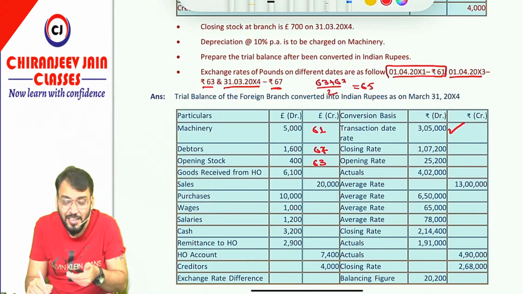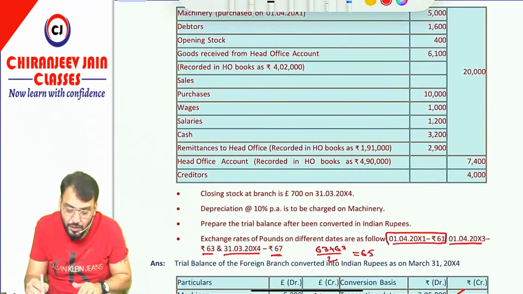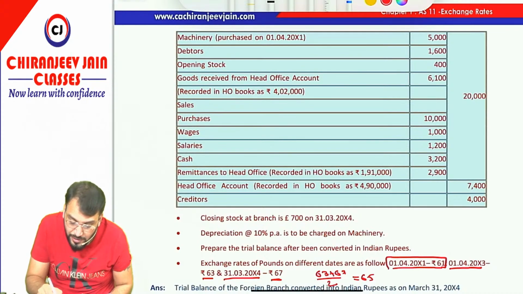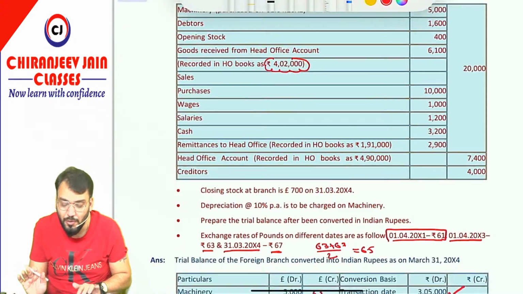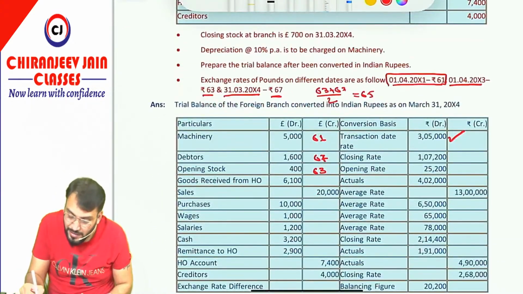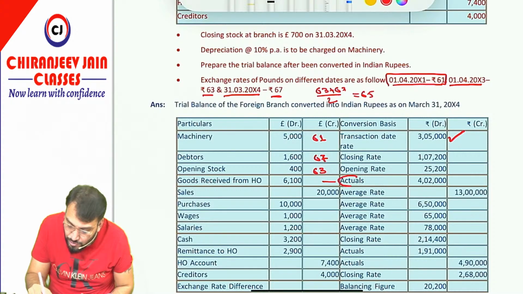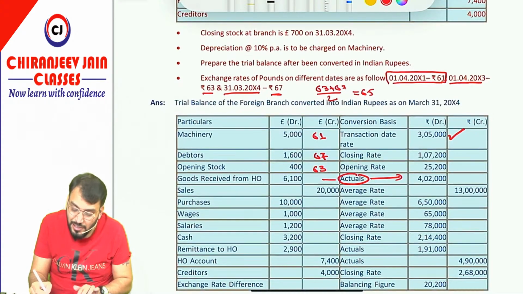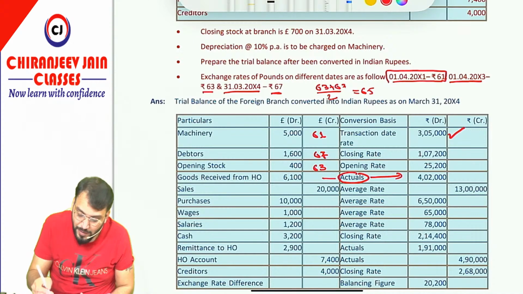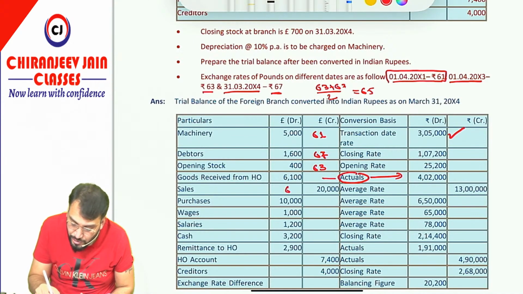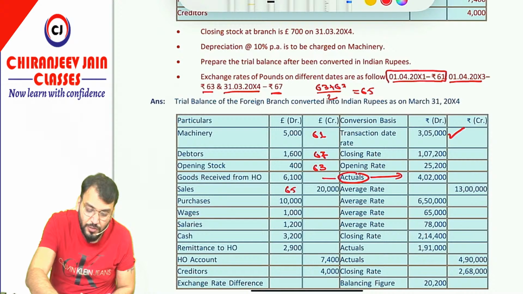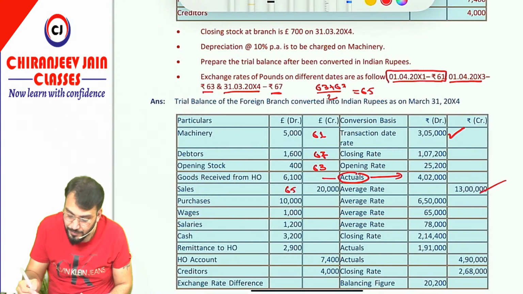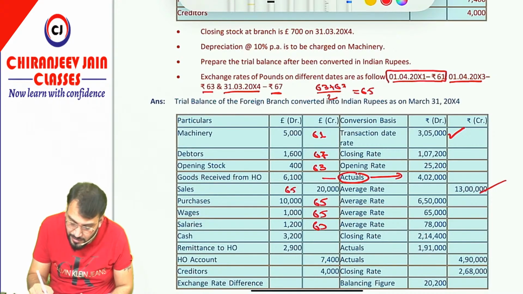Normally the Indian currency equivalent will be given. So for goods received from head office, you can see the receipt in head office account is rupees 4,02,000. Therefore translation is not required because we know the actual in Indian currency. So for this we will take actual. Sales will use average rate. So 20,000 into 65. Check: how much is it coming? That is 13 lakh. Purchase at average rate, wages at average rate, salaries at average rate, cash at closing rate 67.